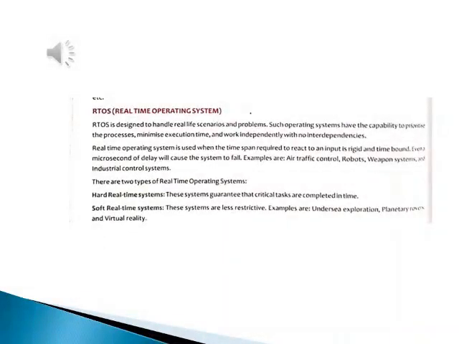The real-time operating system is used when there is a time bound. Any delay, even a microsecond delay, can cause the system to fail, or an accident may occur. For example, in air traffic control, robotic systems, and industrial control systems, this real-time operating system has to be used. Actually, a real-time operating system is a software component that rapidly switches between tasks, giving the impression that multiple programs are being executed at the same time on a single processing core.